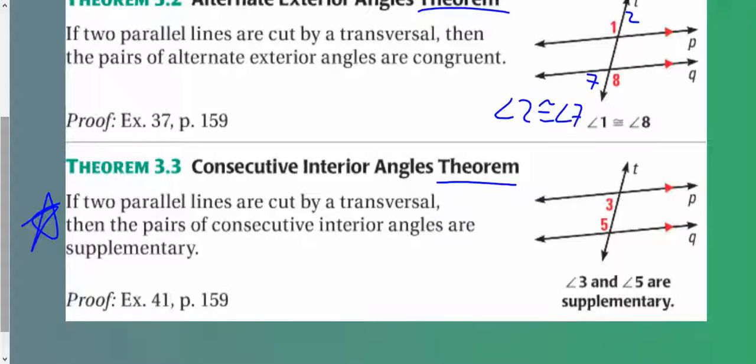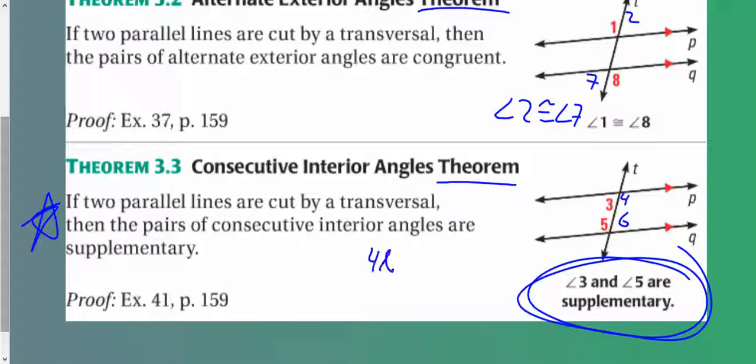It's the consecutive interior angles. They are going to be supplementary. So they're going to have to add up to 180. 4 and 6 also supplementary. So there you go. Those are the three theorems. We're going to prove all three of those within either the video or within the homework.